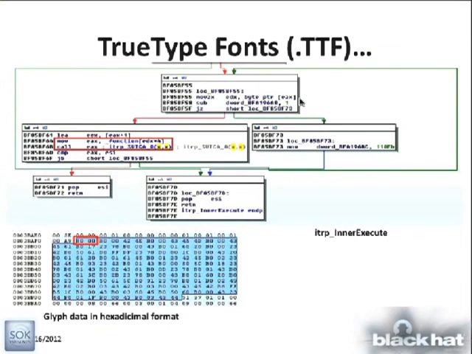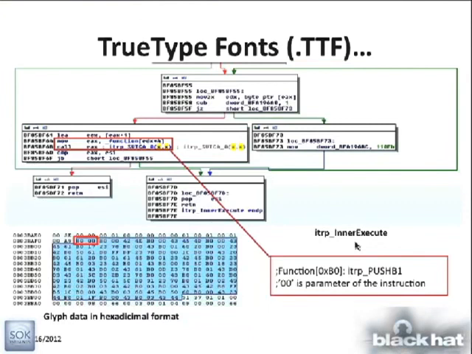And the value of B0 acts as an index, and this engine, ITRP_inner_execute, will locate the corresponding function. If you're interested to know the full list of the instructions, you may refer to our article in section appendix 2. And this instance shows that ITRP_inner_execute will map the opcode of B0 to the ITRP_push B1.